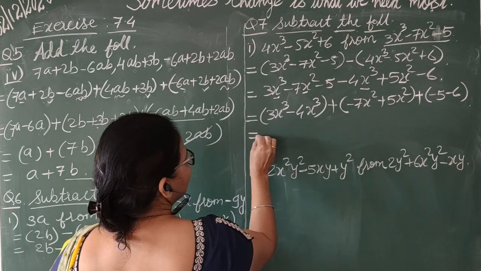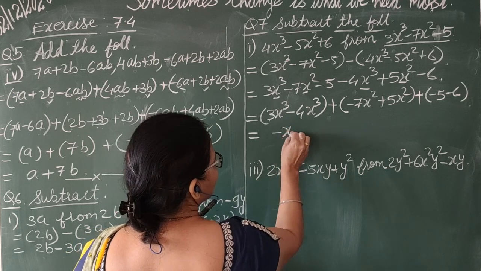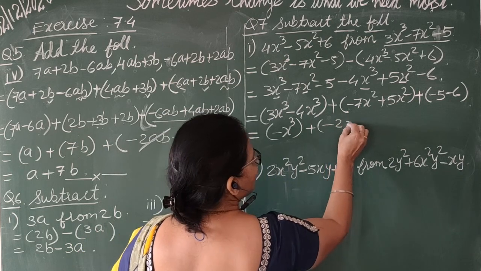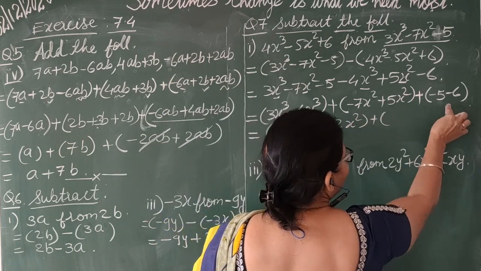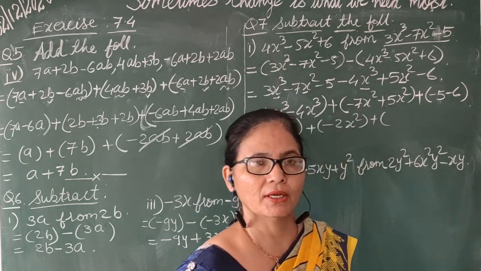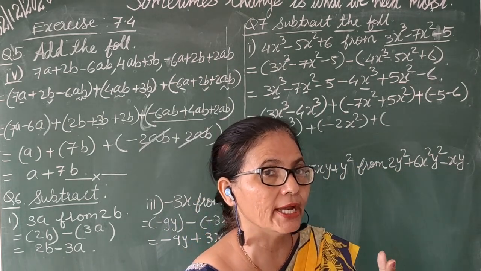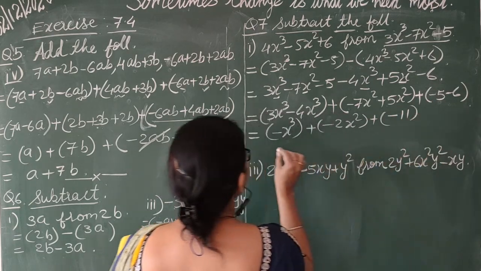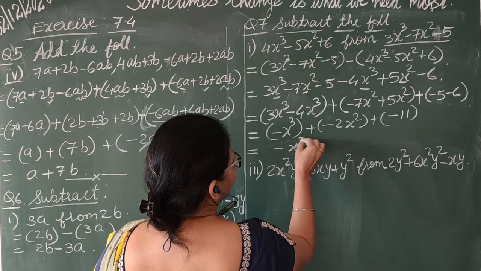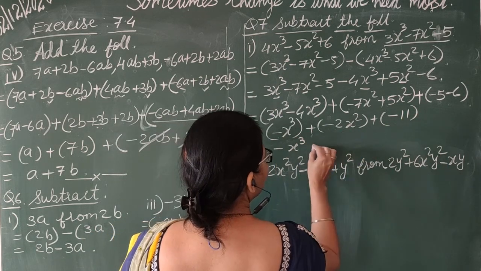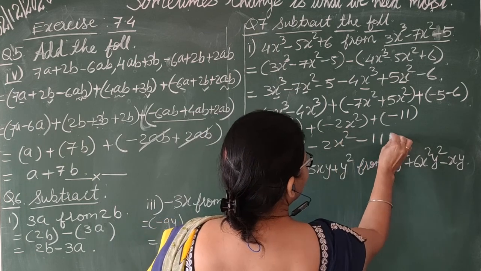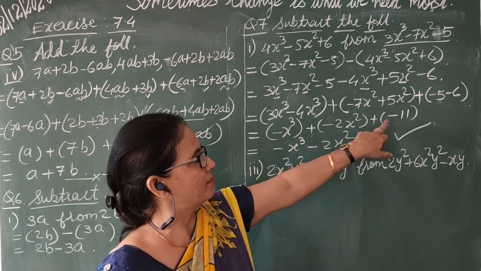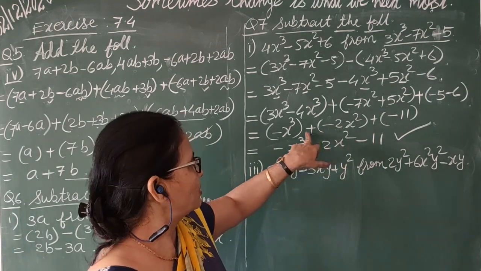Now just simplify. 3 minus 4 is minus x cube, means minus 1. Then minus 7 plus 5 is minus 2x square. Then minus 5 minus 6 will be minus 11. When both the terms are negative, you have to add and put the common sign, that is the minus sign. Now just remove the bracket. Before this bracket there is plus, so the inside sign will never change. This is your answer. So minus x cube minus 2x square minus 11 is the answer.